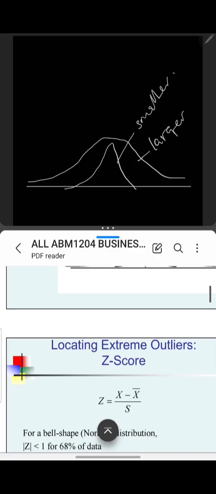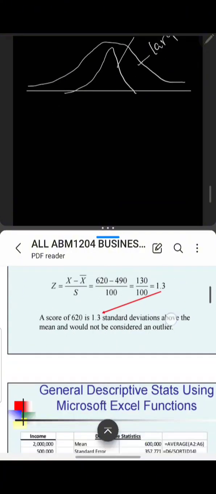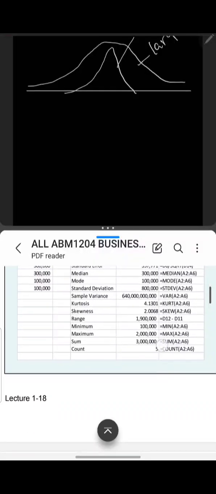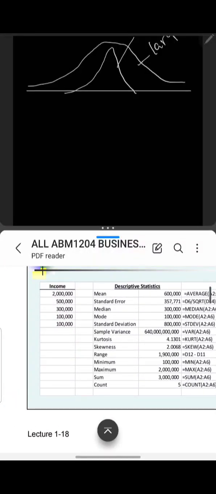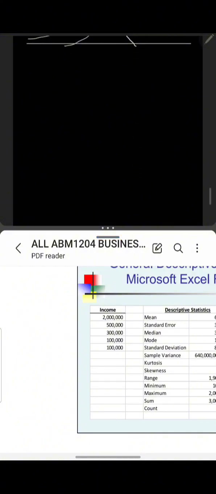Now locating. Let's not get into that yet. Let's do an example. We are given those incomes here, and they're asking us to calculate the variance. Start by calculating the range. So what is the range?